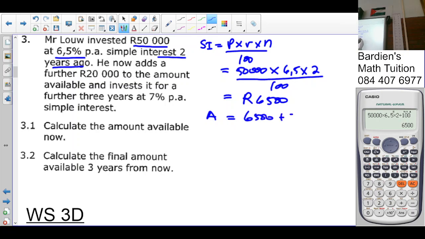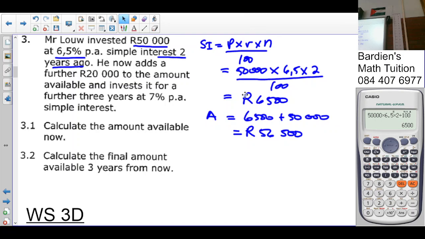6,500 plus 50,000 rand. So in other words, that 50,000 rand grew to 56,500. Okay. So that is the effect of the blue there. Not so.